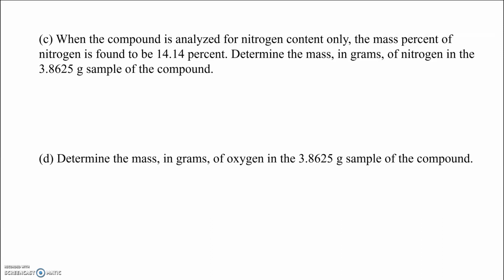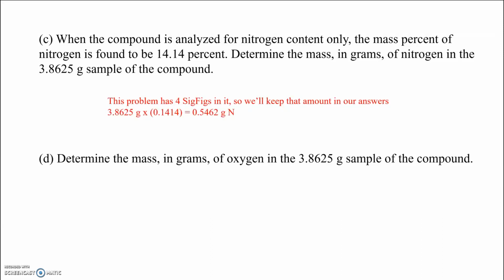Part C, when the compound is analyzed for nitrogen content only, the mass percent of nitrogen is found to be 14.14%. Determine the mass in grams of nitrogen in this sample. Well, this part has 4 sig figs in it, so we'll keep that amount in our answers. And I've got 3.8625 grams in the overall sample times 14.14 divided by 100 to convert it back to a decimal. And I get 0.5462 grams of nitrogen.